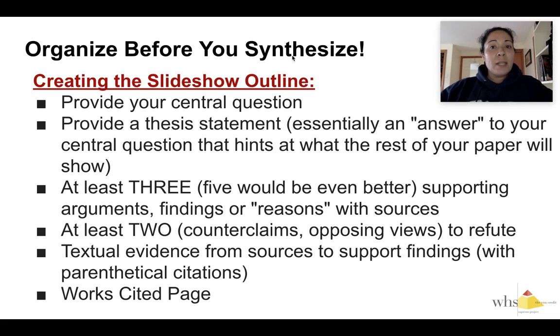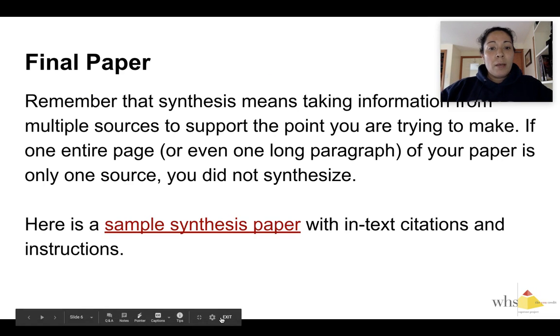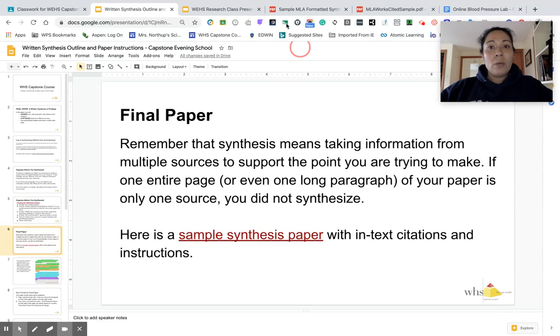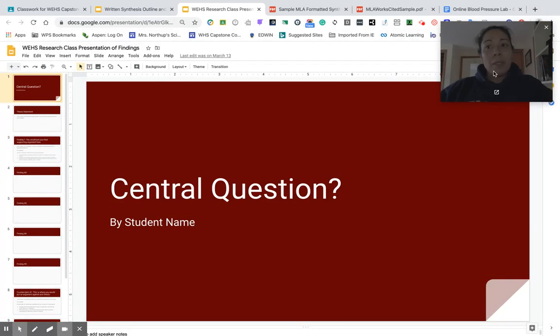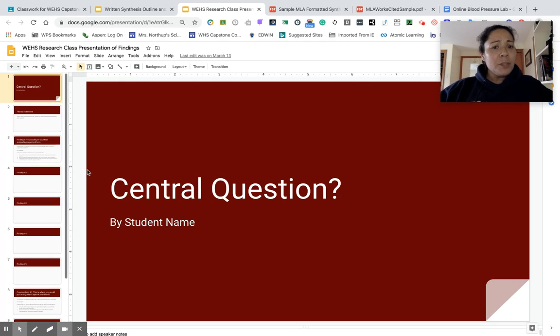So I'm actually going to exit out of this presentation and I'm going to show you what this outline actually looks like. So this is the outline that you're actually going to complete. You're all going to get a template to fill out in Google Classroom. So you can see you're just going to replace this central question here with your central question and put in your student name. Please don't change the format at all. It should follow this exact outline.